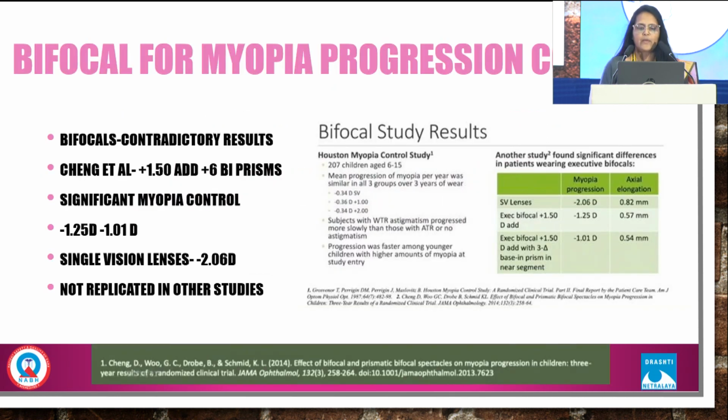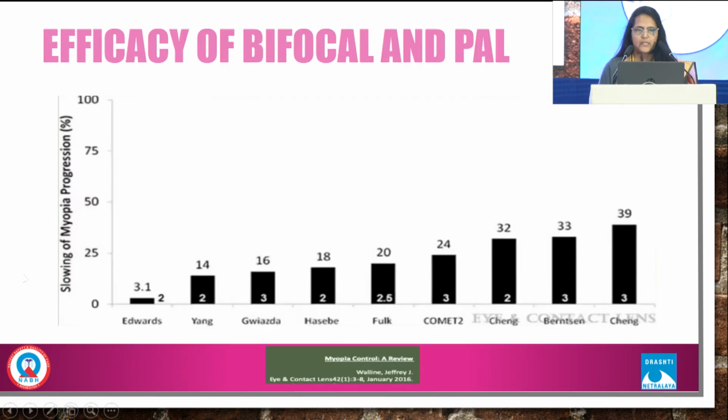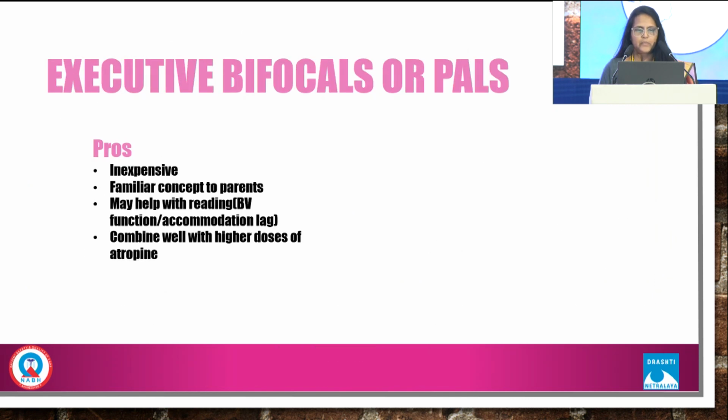So let's talk about bifocal and PAL. We have this study where the bifocal had a reduction of 1 and minus 1.25, as you can see here, but it was not replicated in other studies, so it still has some effect. The PAL COMET study says it is best for kids with esophoria and large accommodative lags. It gives a 0.64 diopter treatment effect over 3 years. Many studies on bifocals and PAL have been done, but the effect is not clinically relevant.